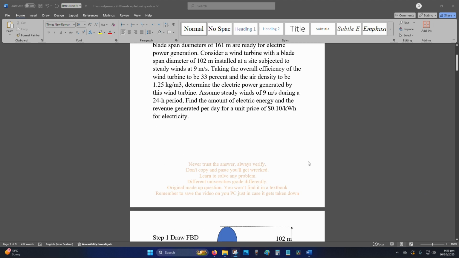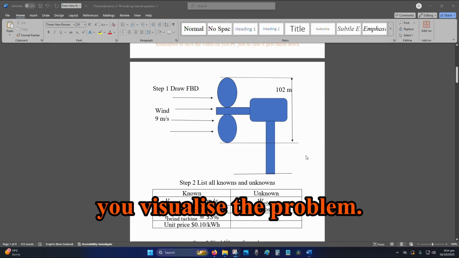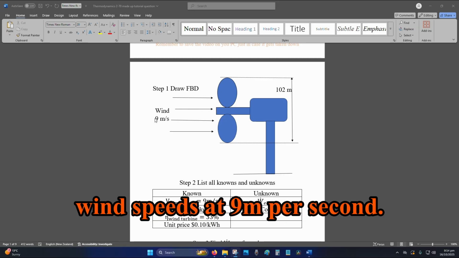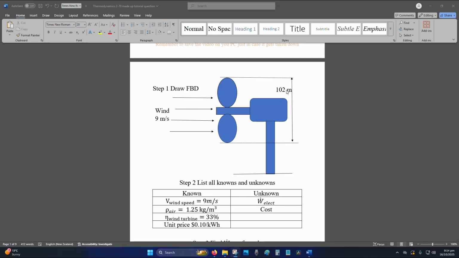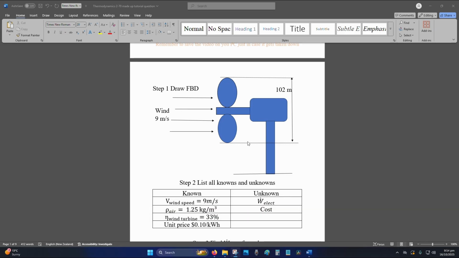So step 1, draw your free body diagram, your FBD. This will help you visualize the problem. We got a turbine, we got wind speeds at 9 meters per second. The diameter tip to tip of the blade is 102 meters.